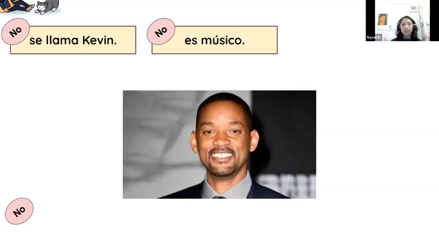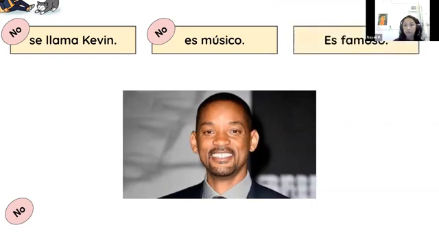¿Cómo se llama? Se llama Will Smith. No, se llama Kevin. Se llama Will Smith. Es actor. No es músico. Es famoso. Es muy famoso. Brad Pitt es famoso. Sí. Yes. Brad Pitt es famoso. Will Smith es famoso. Rocky Balboa es famoso.